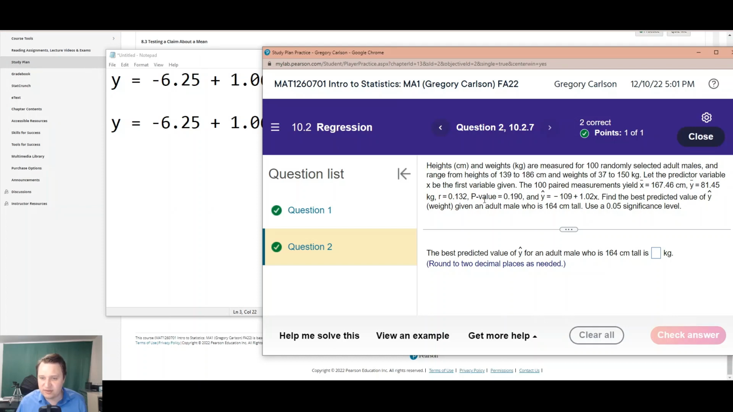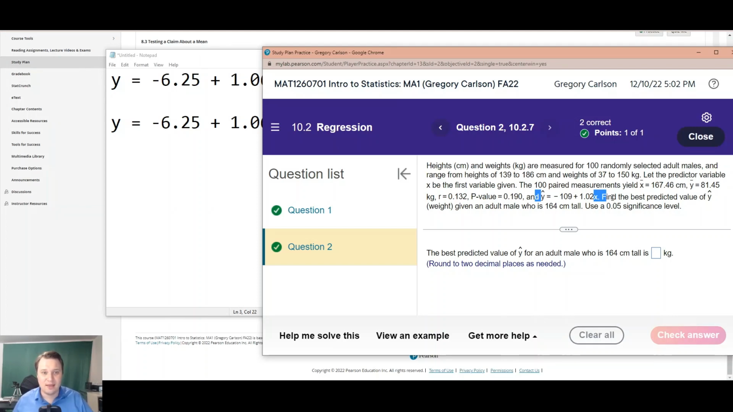But according to this data, look at this, they had a p-value of 0.19. And so that's a pretty high p-value. Is it bigger than alpha? Yes, it is. Alpha was just 0.05. And so what that means is we cannot use this equation at all. The connection just isn't there.